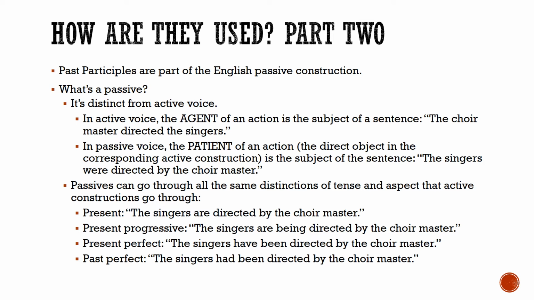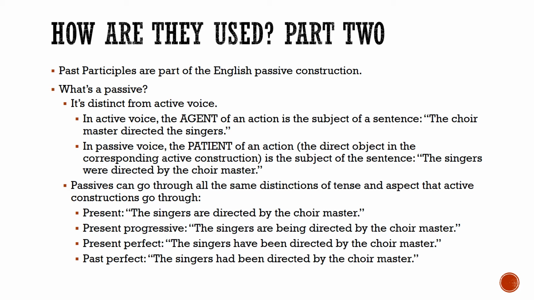Past participles are part of the English passive construction. Now, what's a passive? It is something that is distinct from active voice, right? When we talk about a verb, we talk about its tense, the time it happens. We talk about its aspect, its internal state, and we talk about its voice, whether it's active and passive. And some languages even have a middle. Now, in active voice, the agent of an action is the subject of the sentence, right? This sentence that follows is active.